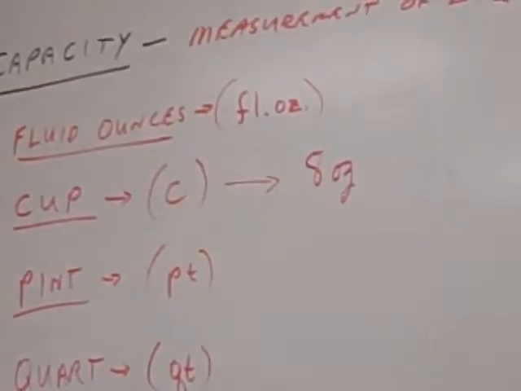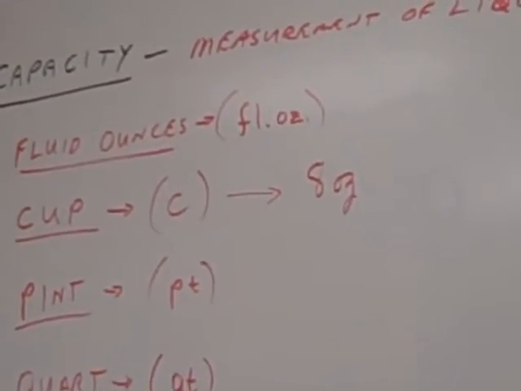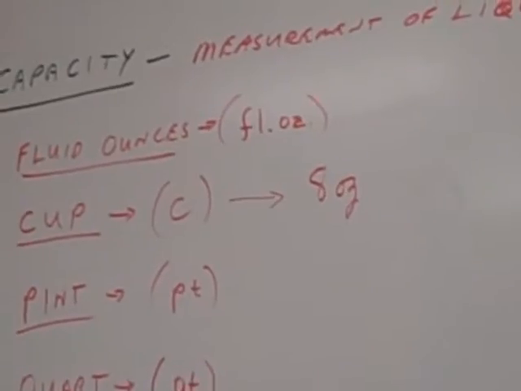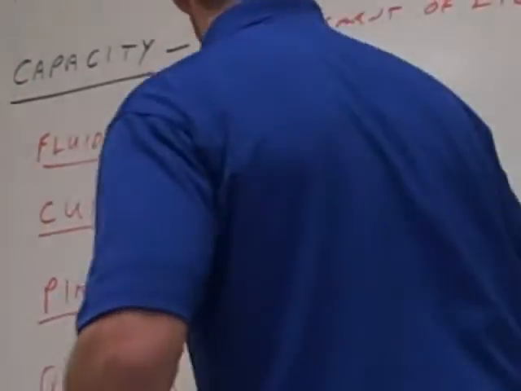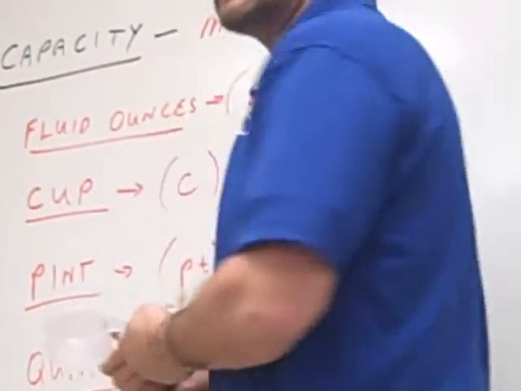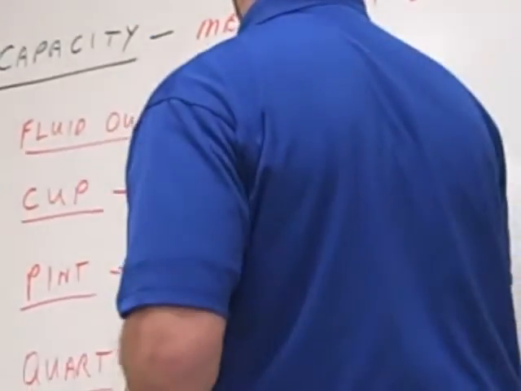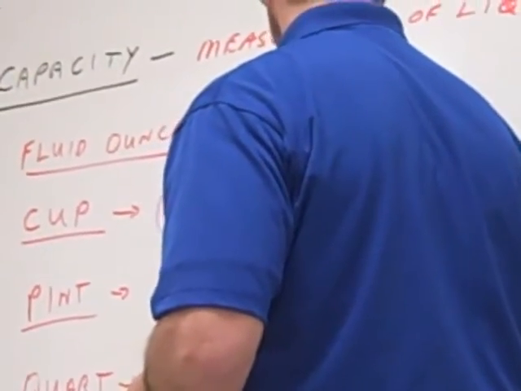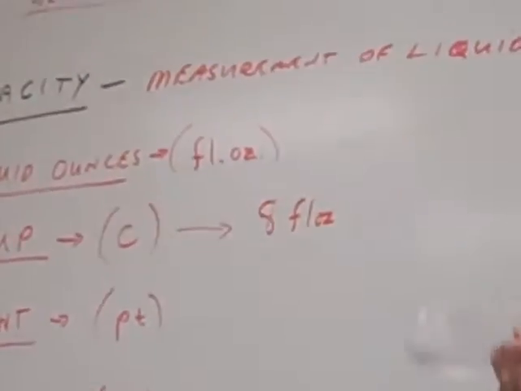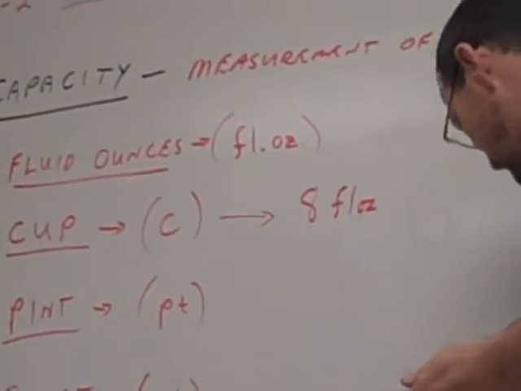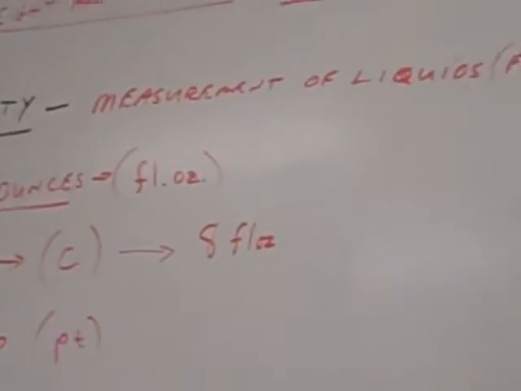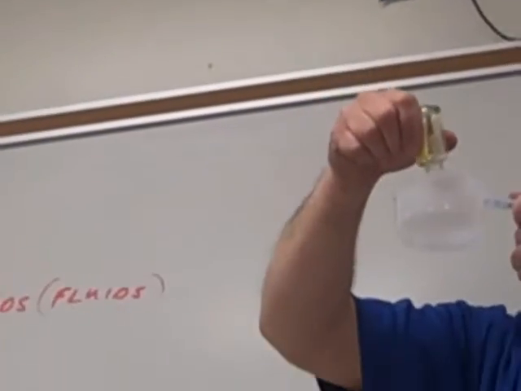1 cup is 8 ounces. Oops. Thank you. Very good. Good job. F-L-O-Z. I apologize. You're correct. So, it takes 8 of these to make one.